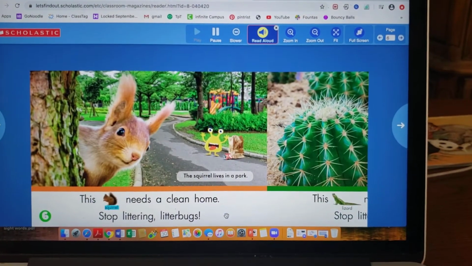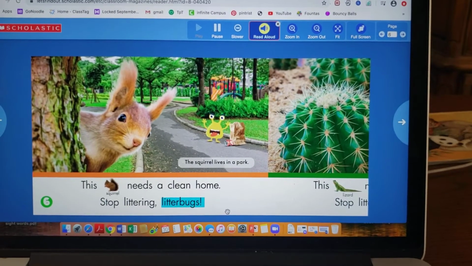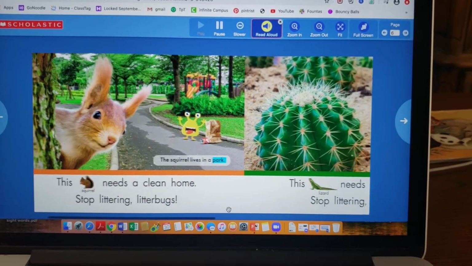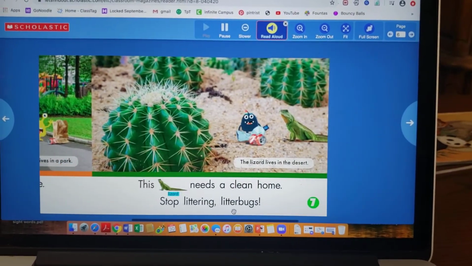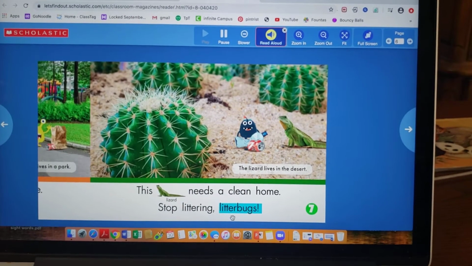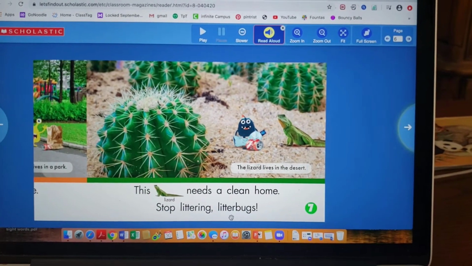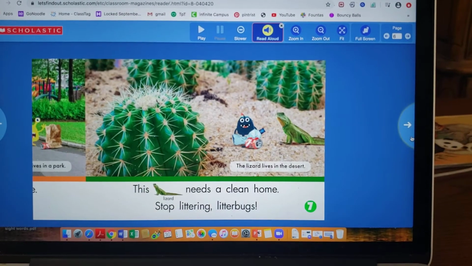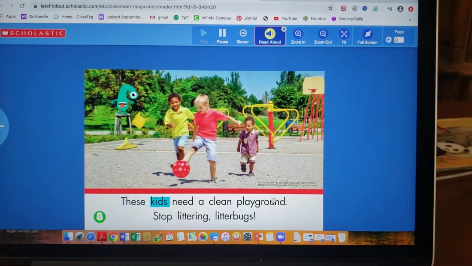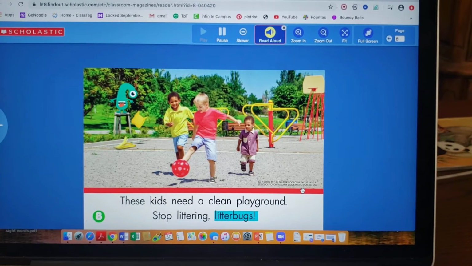This squirrel needs a clean home. Stop littering, litter bugs. The squirrel lives in a park. This lizard needs a clean home. Stop littering, litter bugs. The lizard lives in the desert. These kids need a clean playground. Stop littering, litter bugs.